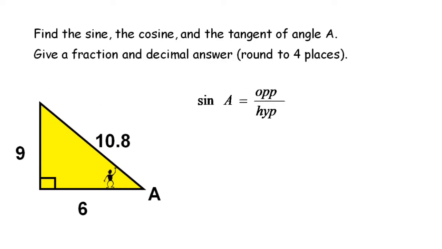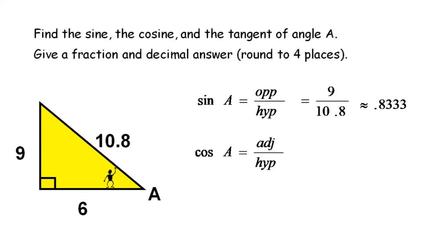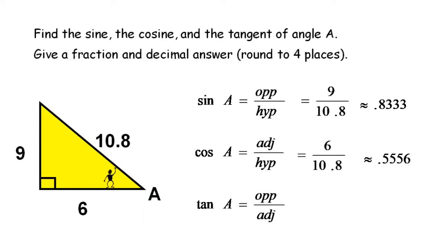And so sine of A is equal to opposite over hypotenuse. So that is 9 over 10.8, and that is equal to 0.8333. For our cosine A, that is adjacent over hypotenuse. So we have 6 divided by 10.8, and that is equal to 0.5556. And for our tangent A, opposite divided by adjacent, and that is 9 divided by 6, and that is equal to 1.5.